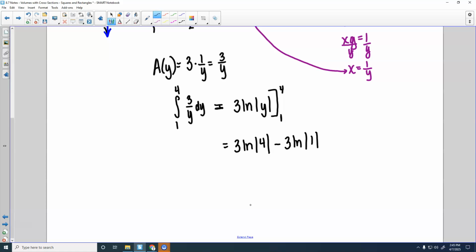What is natural log of 1? It is 0, so that's going to go away. I'm just going to get 3 natural log of 4. But sometimes they don't leave that as the answer. If it's free response, you can just stop right here. But there's a decent chance they're not going to leave it as 3 natural log of 4. Anybody have any ideas of how we could make that different?